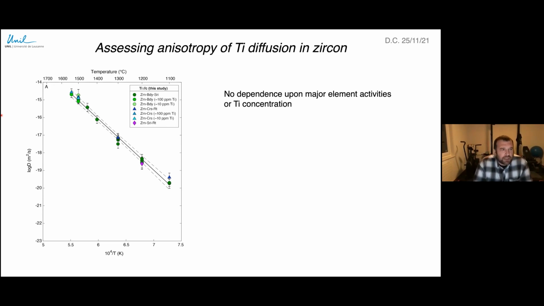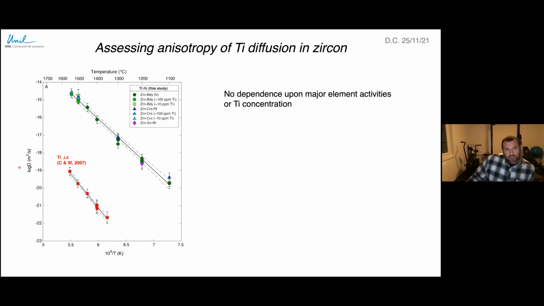both because this makes it easier to apply our data to natural samples and that we don't have to constrain what these variables look like when diffusion was occurring. And because in terms of fitting the data, we can just apply a global fit to all of these diffusion coefficients.